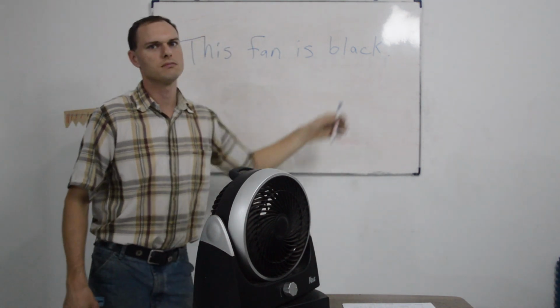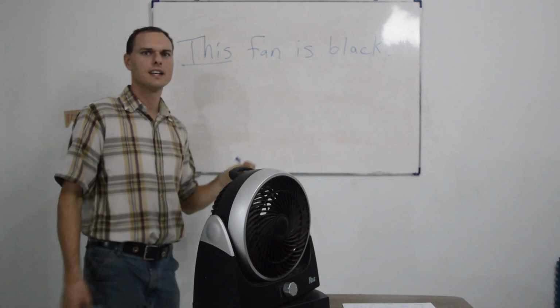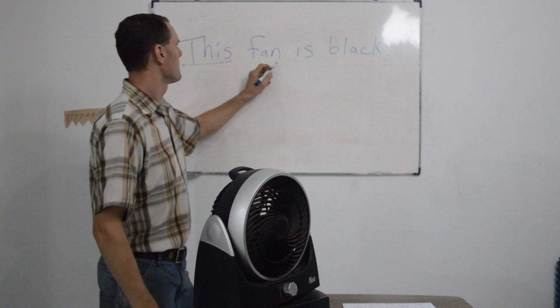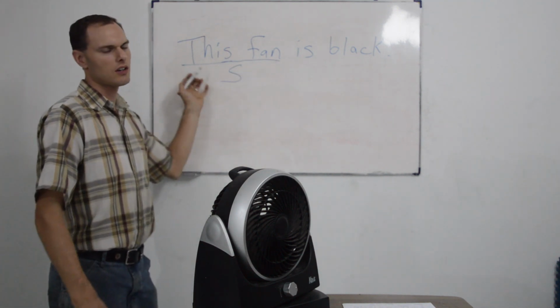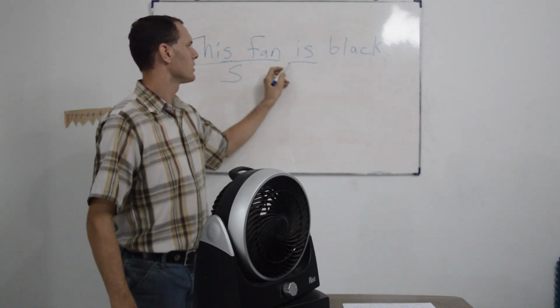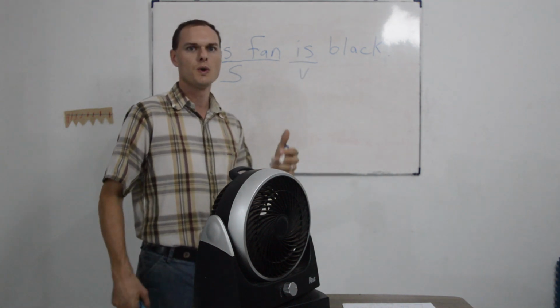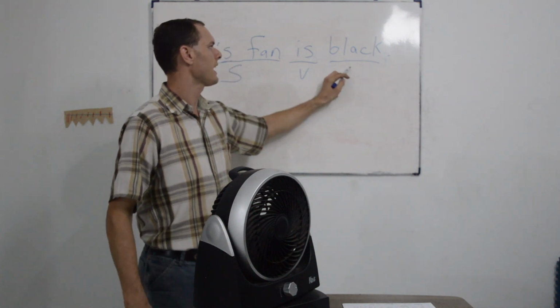This fan is black. Okay? Now I'm using an article. It's not general anymore. It says specific. Very specific. This fan. Here's your subject. You can say this is the subject and article. They work together and make a subject. Here's your verb. Must have a verb, even though this is a verb to be. Okay? Is black. And this is an adjective.